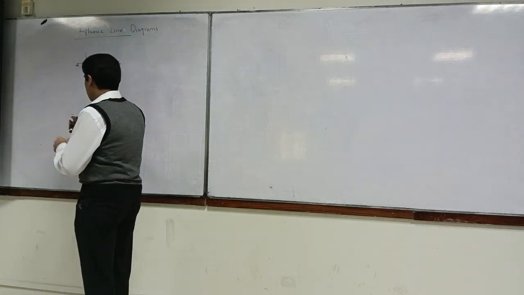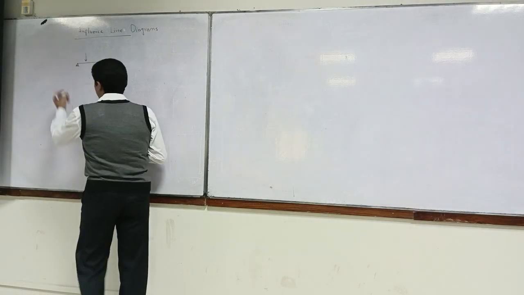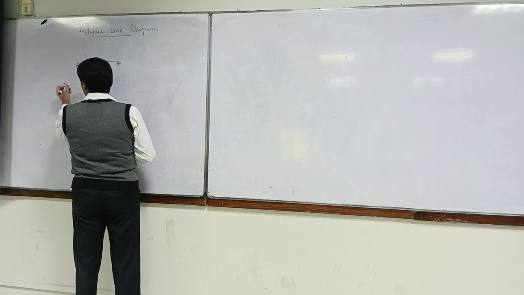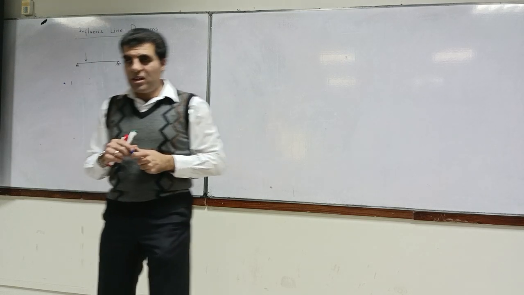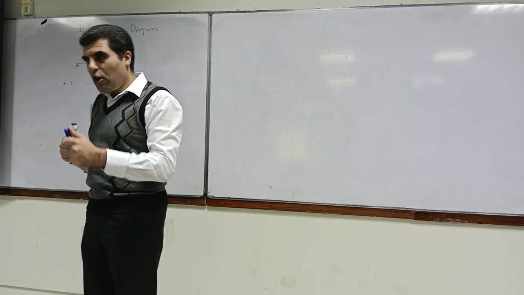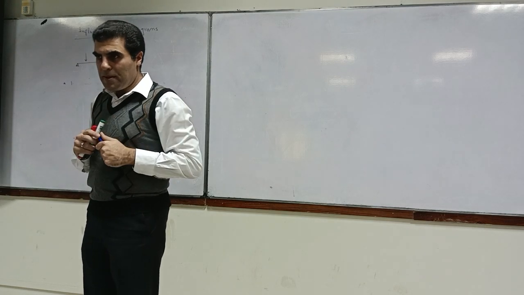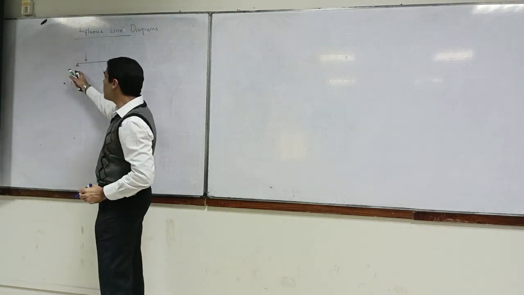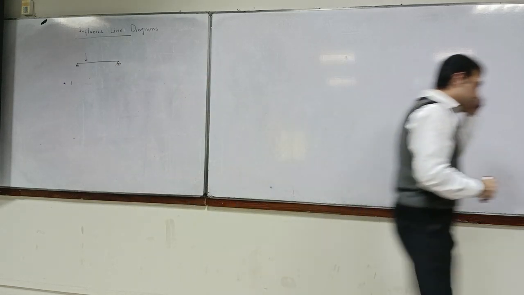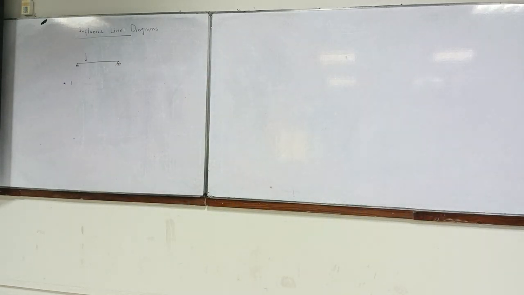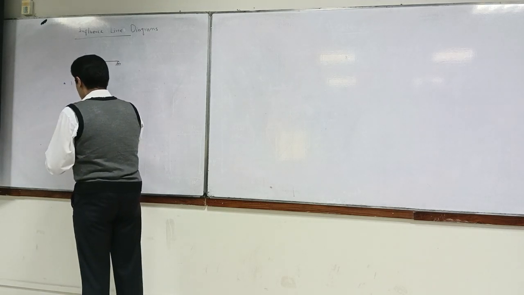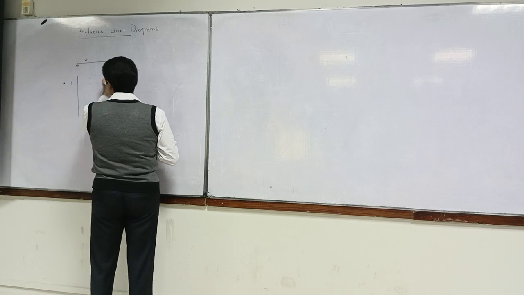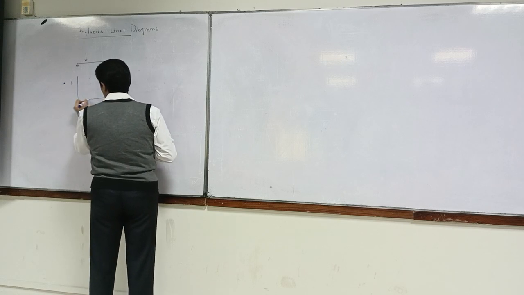Now, in order to draw influence diagrams, we use a principle which is called Muller and Breslau principle. Muller and Breslau principle is used to define your influence line diagram, and I'll give you that principle first. But before going there, let us use some common sense.